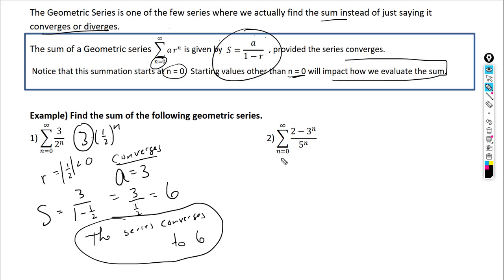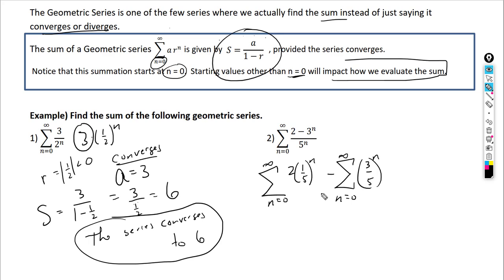Okay, fantastic. Let's look at this one. We split this up into 2 times 1/5 to the n, from n equals 0 to infinity, minus the same sum from n equals 0 to infinity of 3/5 to the n. We know that these both converge, right? So this converges because r is less than 1. We figured that out in the previous example. And because they converge, I can now find the value of them. So if I evaluate this, and then subtract off the value of this, I'm going to find out what the full series is going to converge to.